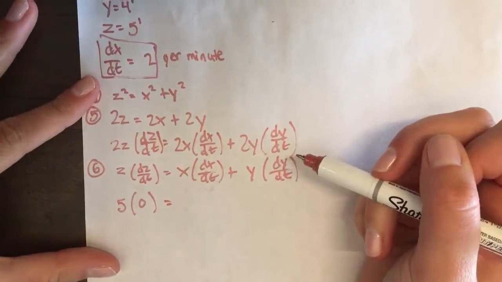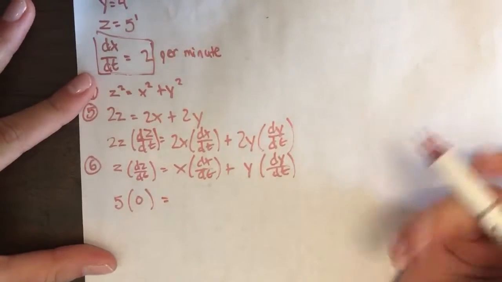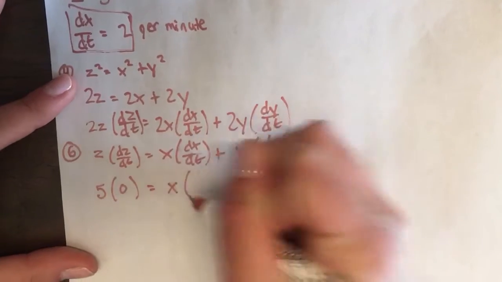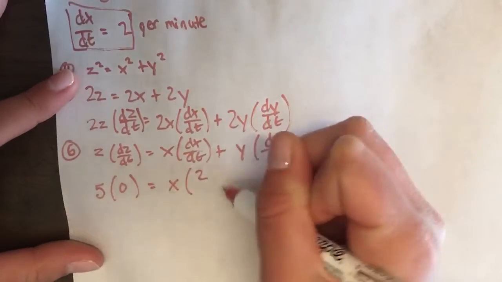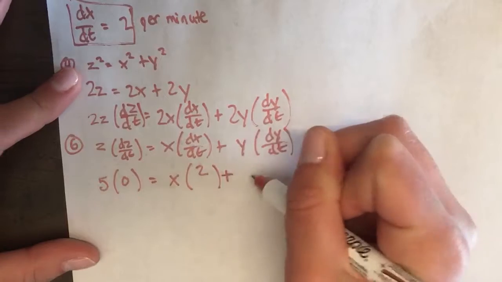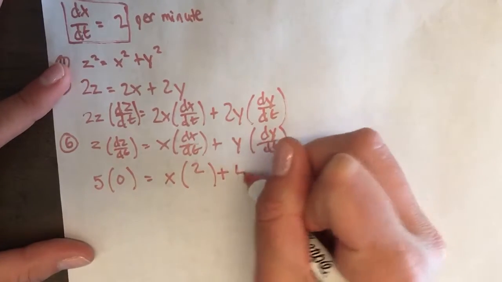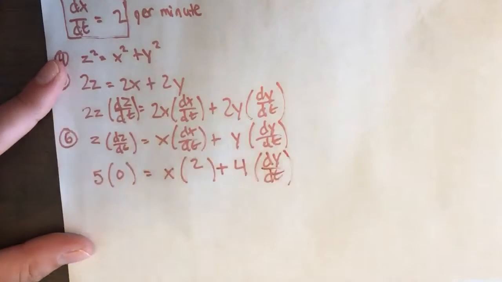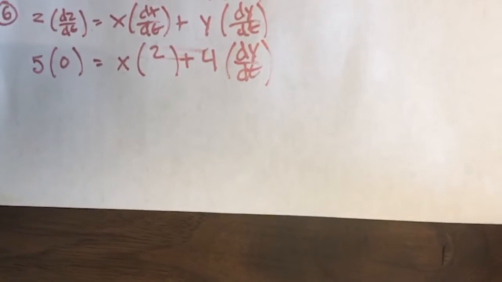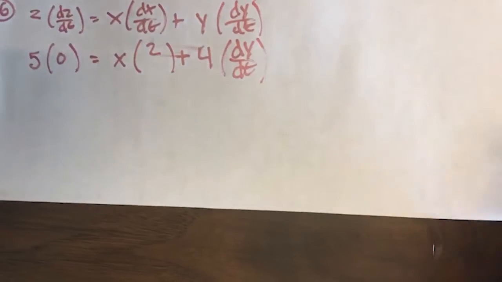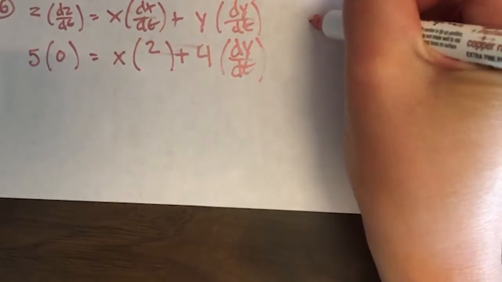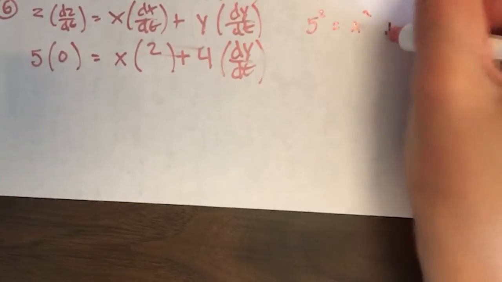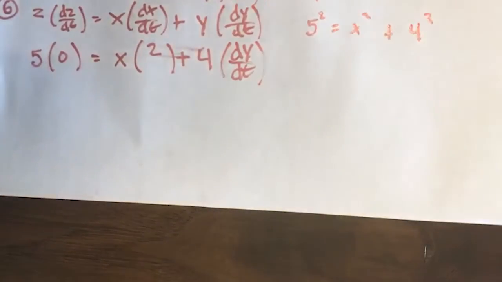Before we substitute the variables, we should simplify our equation. We do not know x yet, so we'll keep the variable there, and dx/dt is 2 feet per minute, plus y, which is 4 feet, times dy/dt, which is what we're looking for. To solve for x, we need to use the Pythagorean theorem. So we're going to have z squared, which is 5 squared, equal x squared plus 4 squared, which is y.